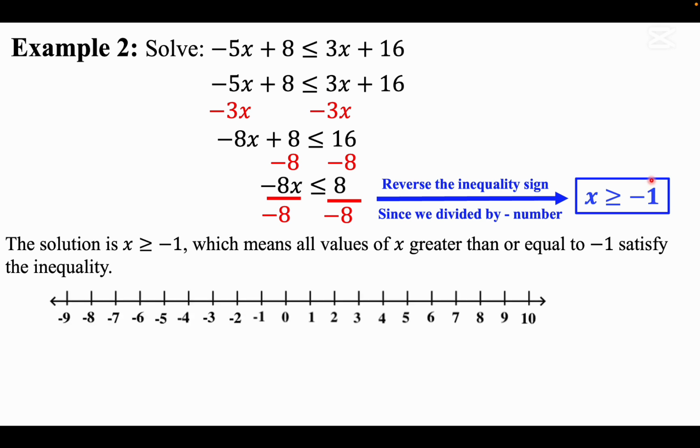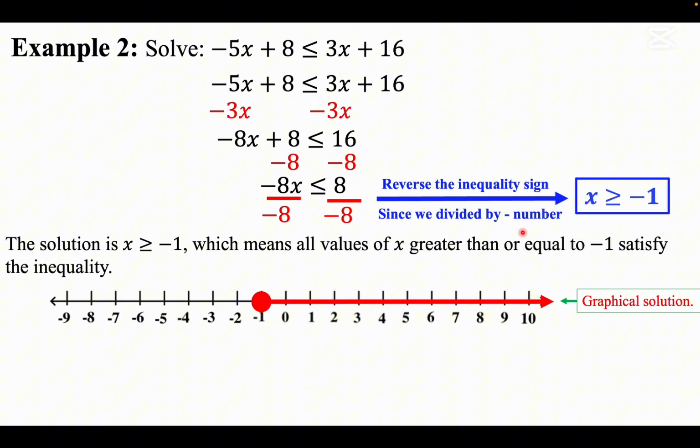In interval notation, since I have that equal to, or the line underneath, and the solution starts at -1, I'm going to have a solid point at -1, meaning that -1 is part of the solution, and everything to the right gets shaded. That is the graphical solution.